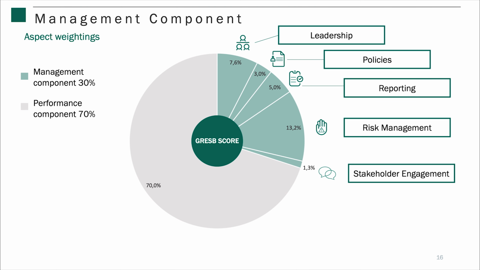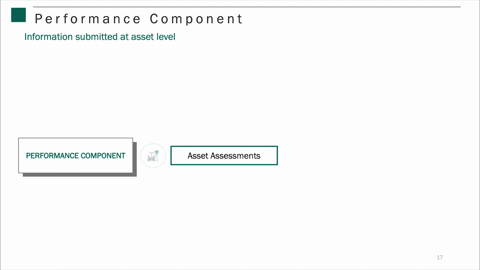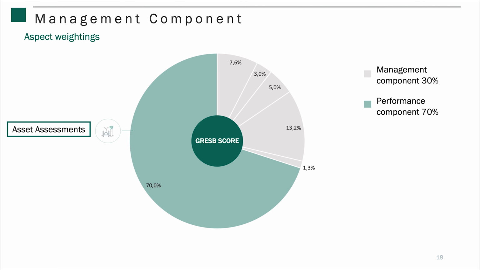This chart shows the scoring weightings of each aspect. The risk management aspect, at 13.2%, has the highest aspect weighting, followed by leadership at 7.6%. Funds do not complete a performance component in themselves. Instead, the underlying assets of the fund complete it. The performance component accounts for 70% of the GRESB score infrastructure fund. At least 25% of the fund's underlying investments by equity share need to participate to complete this component for a fund.